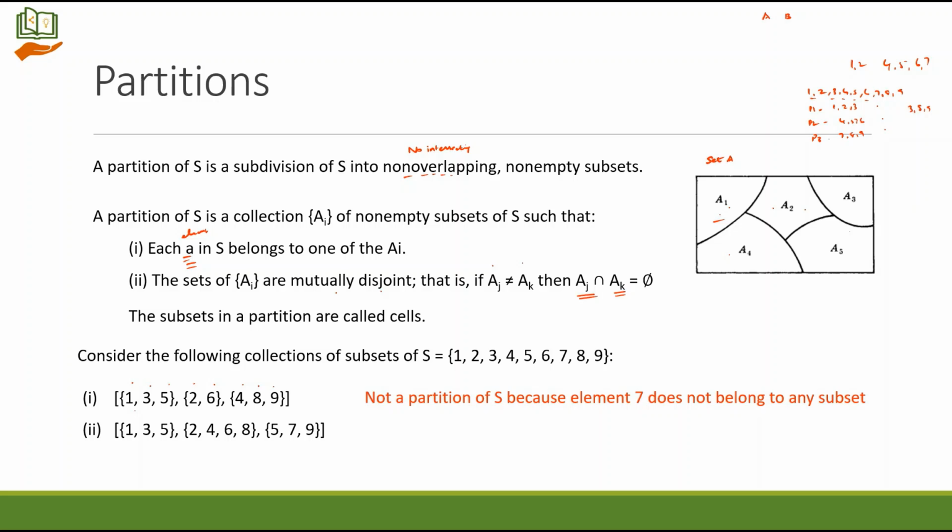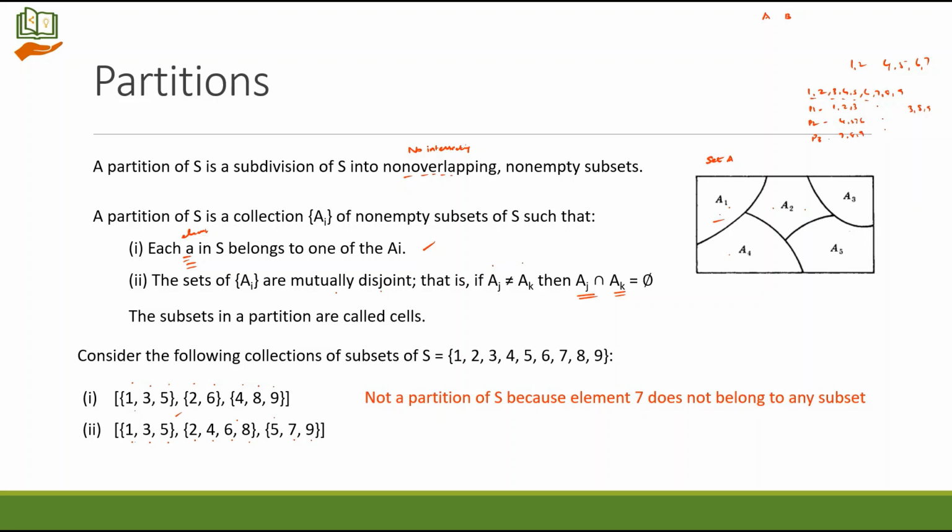Let's check. We have 1, 2, 3, 4, 5, 6, 7, 8, 9. So one condition is fine. Each element belongs to one partition. What is the second condition? There should be no intersection point here. If we take 1, 3, 5 and 2, 4, 6, 8, there is no intersecting point, it's fine.